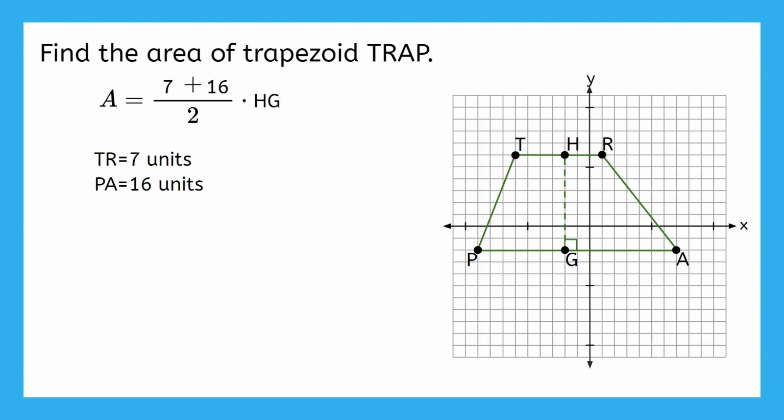The length of HG is 1, 2, 3, 4, 5, 6, 7, 8. 8 units. Once I substitute that into the formula, all that's left to do is simplify this calculation.